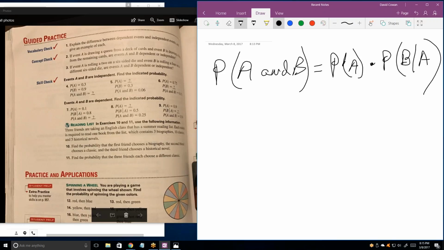Actually, you don't even have to know what any of this means. You just have to memorize that formula, because every one of these questions is going to give you 2 out of the 3. So if we look at 8, I can say that the probability of A and B is 0.25, so I can fill that in. The probability of A is what I'm solving for.